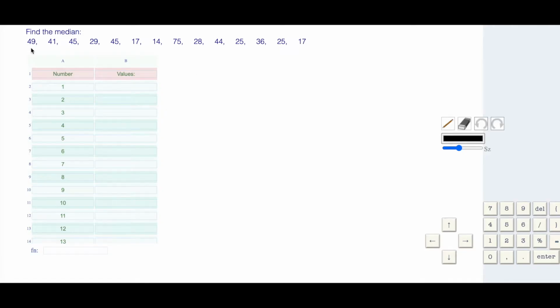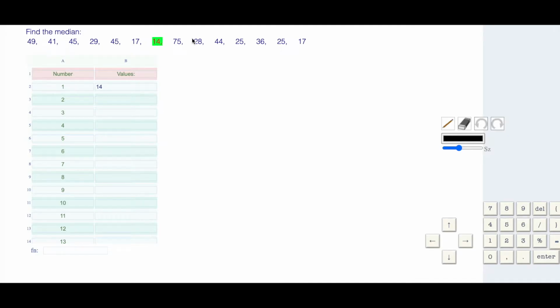The median. Here we have a whole bunch of unordered values, and in order to find the median, you have to order them. Right, so I'm going to start with the lowest one that I can find. I think that's 14. By the way, if you make a mistake, let's say you go 14 and you go to 45, you'll hear a little noise saying, nope.